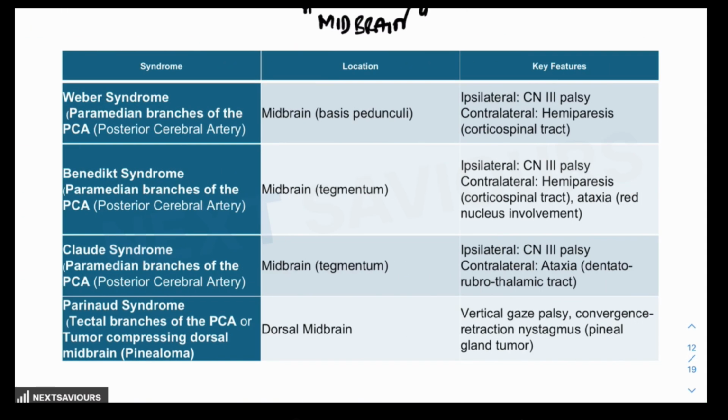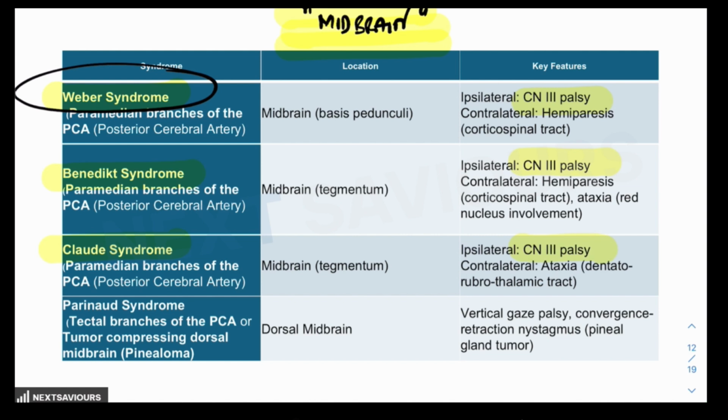Let's see what are the important syndromes that each one of you have to remember as far as midbrain lesions are concerned. The first one that you have to remember is the Weber syndrome. The other one is Benedict syndrome, and Claude syndrome. Although you have already identified that Weber is the most commonly asked syndrome, how will you conclude that this is a midbrain syndrome? By the third cranial nerve palsy, which is common in all three of them.